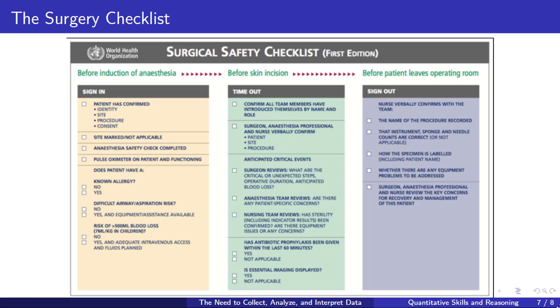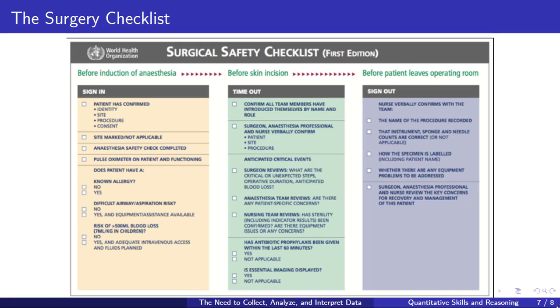Okay, and then after the surgery, before the patient leaves the operating room, the nurse will verbally confirm the name of the procedure recorded, that the instruments used, like sponges and needles, and all those counts are correct, how the specimen is labeled, including the patient name, and whether there are any equipment problems to be addressed. And then the surgeon, anesthesiologist, and nurse review the key concerns for recovery and management of the patient.